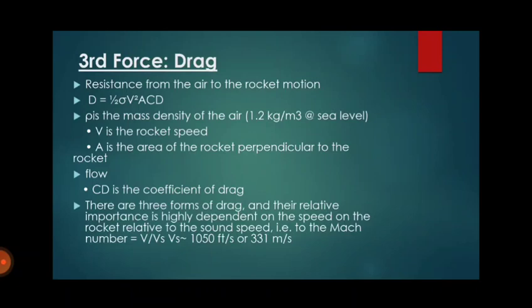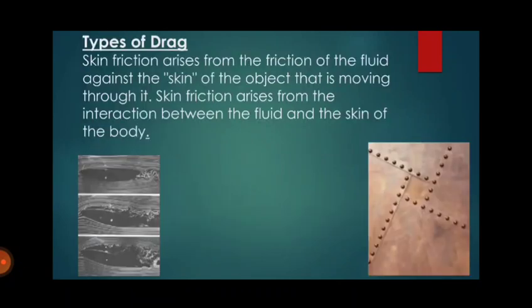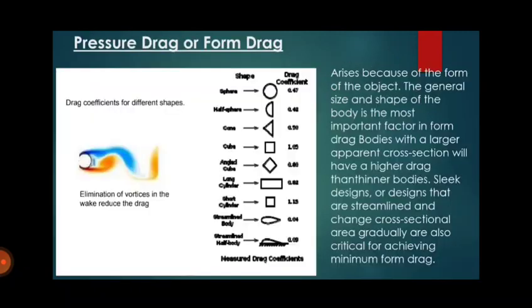There are three forms of drag, and their relative importance highly depends on the speed of the rocket relative to the speed of sound. Mach number, V by Vs, where Vs is 1050 feet per second or 331 meters per second. Types of drag. Skin friction arises from friction of the fluid against the skin of the object that is moving through it. Skin friction arises from the interaction between the fluid and the skin of the body. We can see the pictures.